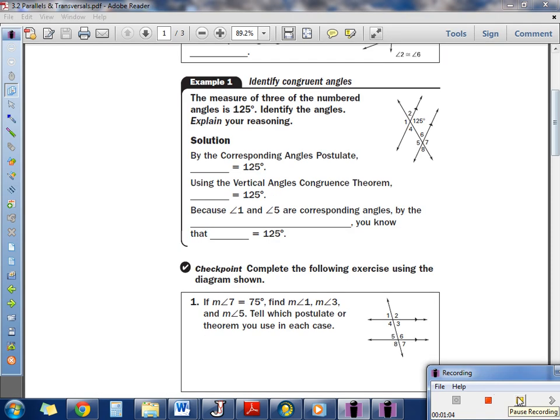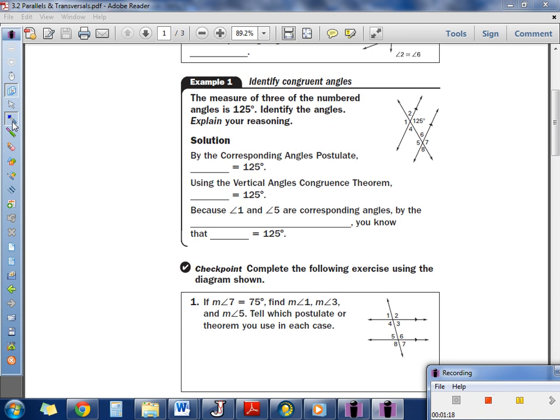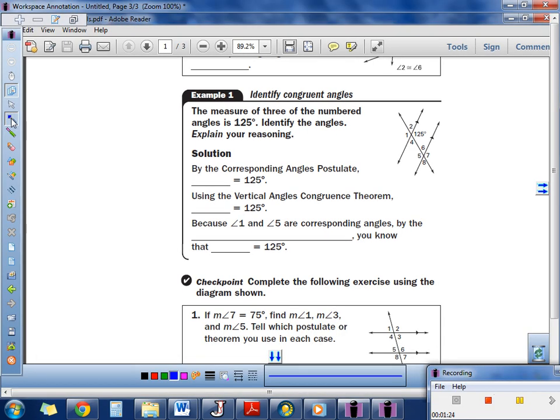Up next, we have identify congruent angles. So this uses some of the ideas about vertical angles and linear pairs too. So we should be able to fly through this kind of problem. First up, it tells you the measure of three of the numbered angles is 125. We need to identify the angles and explain your reasoning. So obviously that one right there is 125. It's obtuse. Write the word obtuse out to the side. Point to that one, write obtuse.